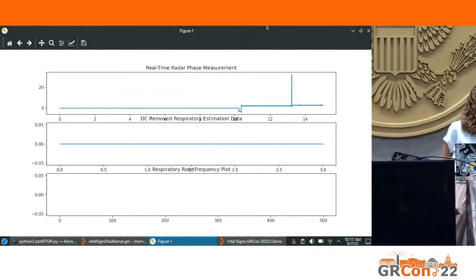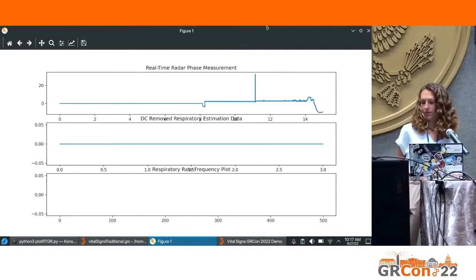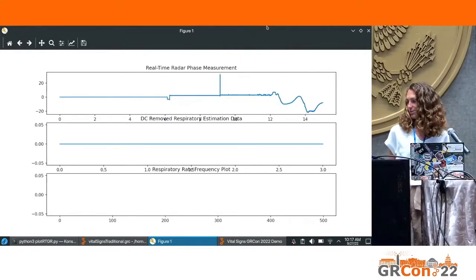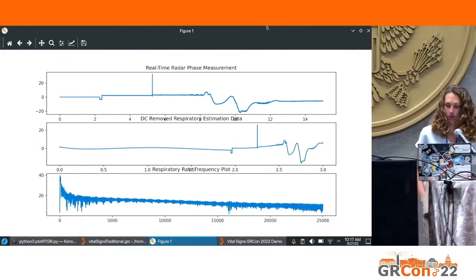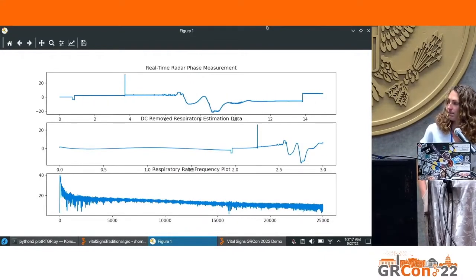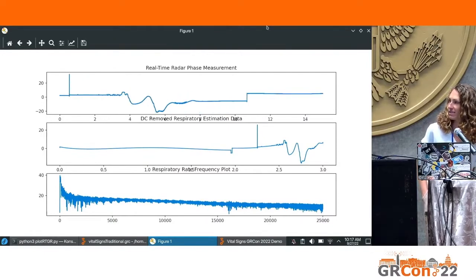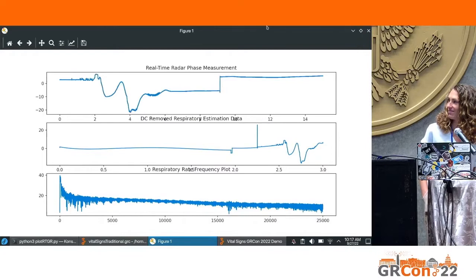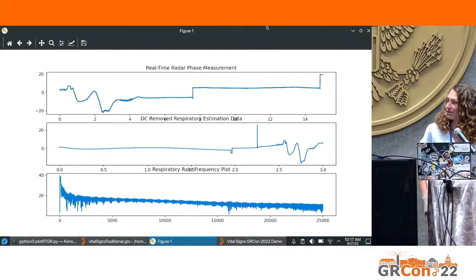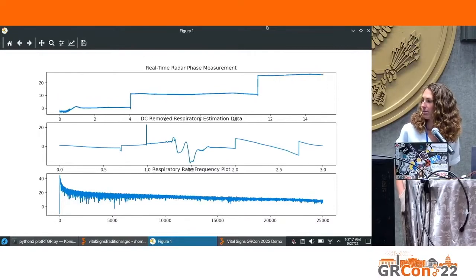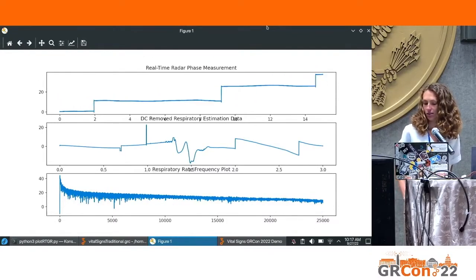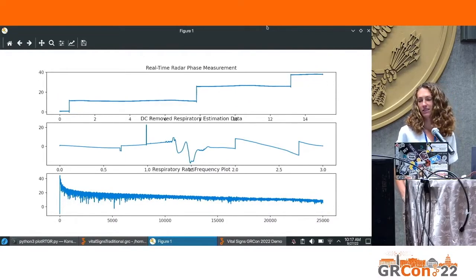Okay, so we're just transmitting a complex tone, and Jacob's going to breathe. The top plot here will just be the phase versus time. It takes a few seconds of lag before it starts to pop up, but you'll see it in just a second. And then the middle plot is the DC trend removed, and the bottom plot is the FFT of the signal.